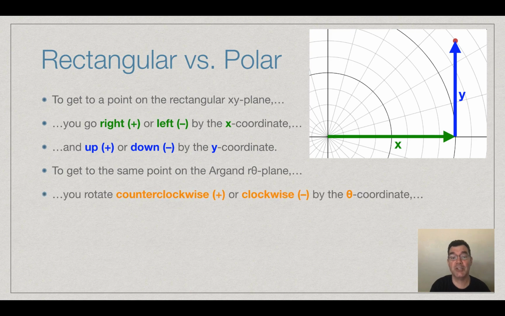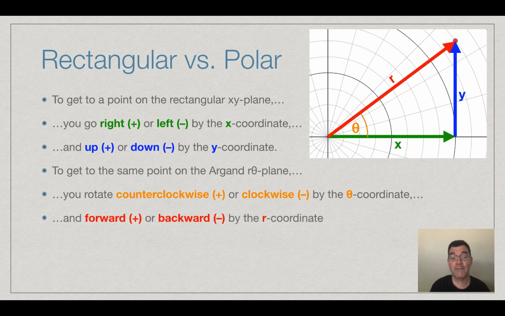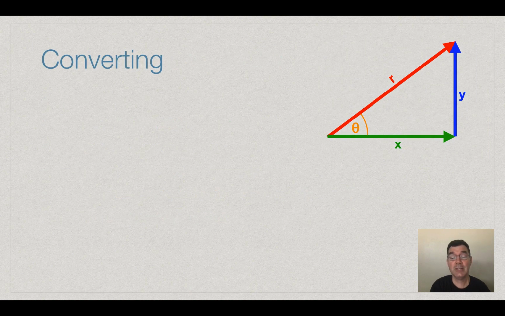And what we do first is we go clockwise or counterclockwise. Counterclockwise would be positive, clockwise would be negative, by whatever the theta coordinate is. That's going to be our angle. And then we simply go straight out, either forward, which would be positive, or backward, which would be negative, by whatever the r coordinate is. So we've got two coordinates now, which are r and theta instead of x and y.